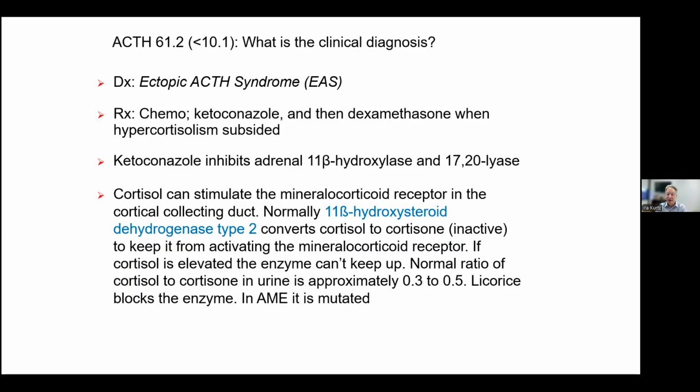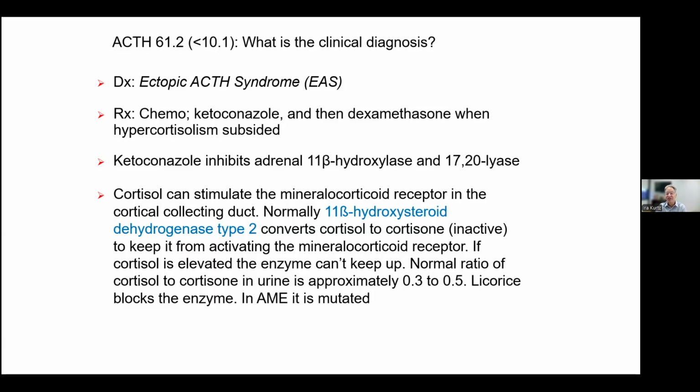And cortisone is much, much less active as far as its ability to bind to the mineralocorticoid receptor. But if this isn't occurring, or if you have so much cortisol being made, the enzyme can't keep up. And that's what occurs in Cushing syndrome or ectopic ACTH production. They get a metabolic alkalosis because the enzyme that converts cortisol to cortisone can't keep up with the amount of cortisol that the mineralocorticoid receptor in the renal tubule is seeing. And normally the ratio of cortisol to cortisone is about 0.3 to 0.5 because of this conversion to cortisone. In licorice, you get hypokalemic metabolic alkalosis because you block this enzyme, and again you get too much cortisol.